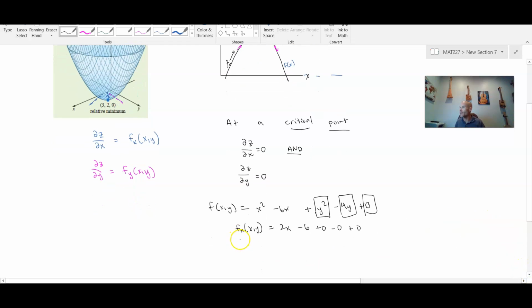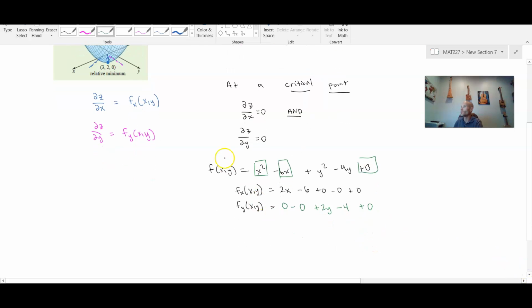Now we'll repeat the same thing, but now take the partial derivative with respect to y. In this situation, we can make the argument that any term involving x alone is going to be treated as a constant. This term involves x, and we're holding x constant, so the derivative of both of those terms is 0. The derivative of y squared with respect to y is 2y. The derivative of negative 4y is negative 4. And again, we have plus a constant, its derivative is 0.